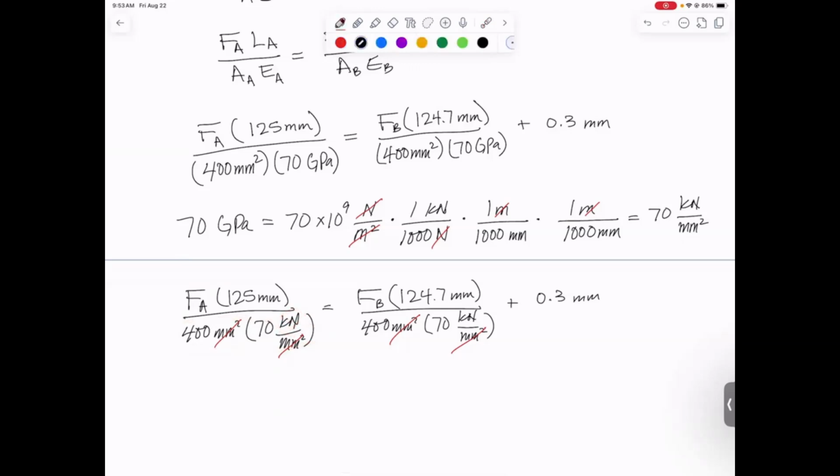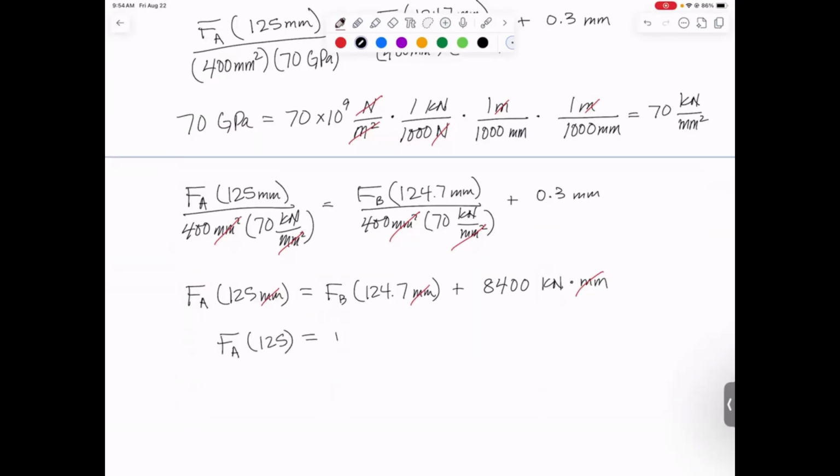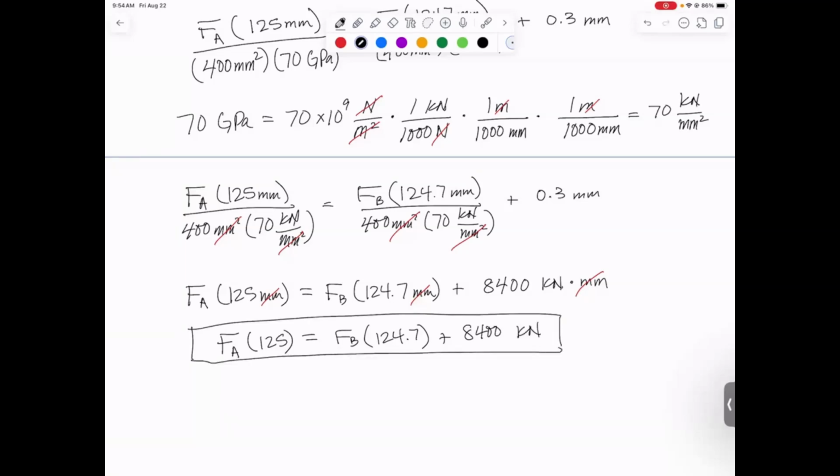So what we end up with when we do that is on the left, we have FA times 125 millimeters equals FB times 124.7 millimeters plus 400 times 70 is 28,000. You multiply it then by the 0.3 and you get 8,400, and the units will be kilonewtons times millimeter. Let's just divide the whole thing through by millimeters. Then the millimeters all cancel out, and we just have an equation that says FA times 125 equals FB times 124.7 plus 8,400 kilonewtons. There's our simplified compatibility equation.